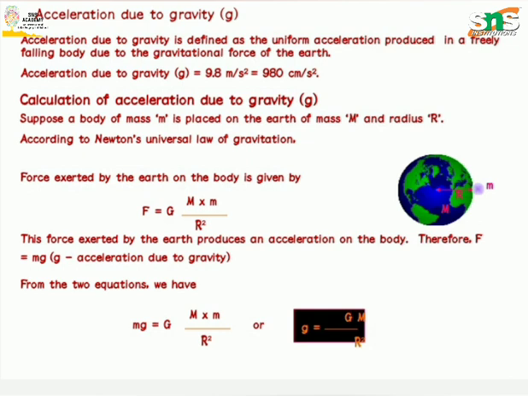At the center of the earth it will be 0. At the equator it will be lower, at the poles it will be maximum, and at altitude, above the poles, it will be decreasing. Acceleration due to gravity decreases with altitude, it decreases with depth also, and it will be greater at the poles. So this is about acceleration due to gravity.